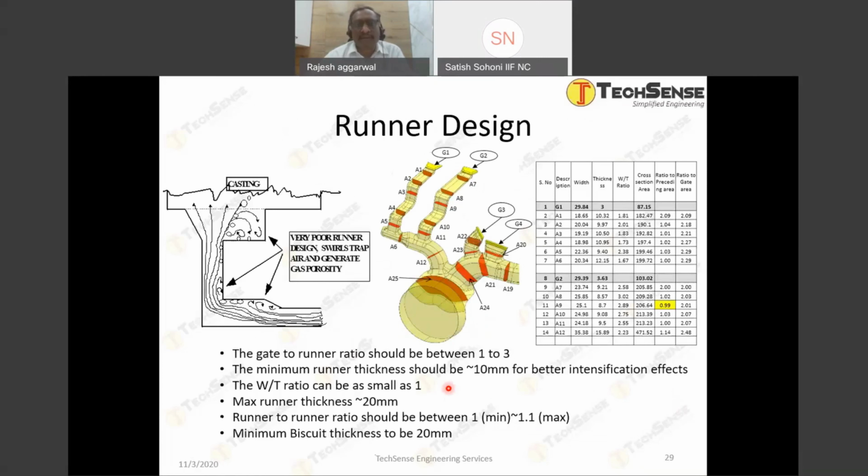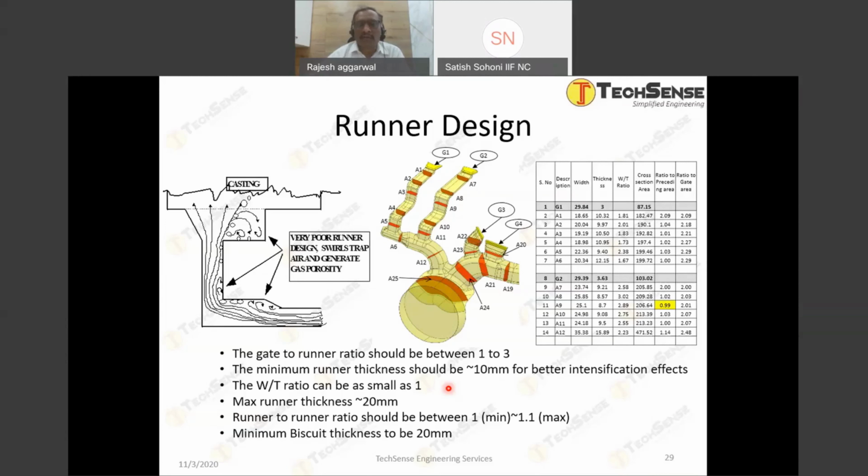The runner design itself plays a bigger role, right? We always have to have a reducing cross section towards the gate. The gate to runner ratio should be between 1 to 3. The minimum runner thickness should also be around 10 millimeter approximately for better intensification effect. The W by T ratio can be as small as 1. The maximum runner thickness should not be more than the biscuit thickness actually. Normally the biscuit thickness we keep at 20 millimeter, so the runner thickness should not go beyond that. Runner to runner ratio should be between 1 to 1.1.